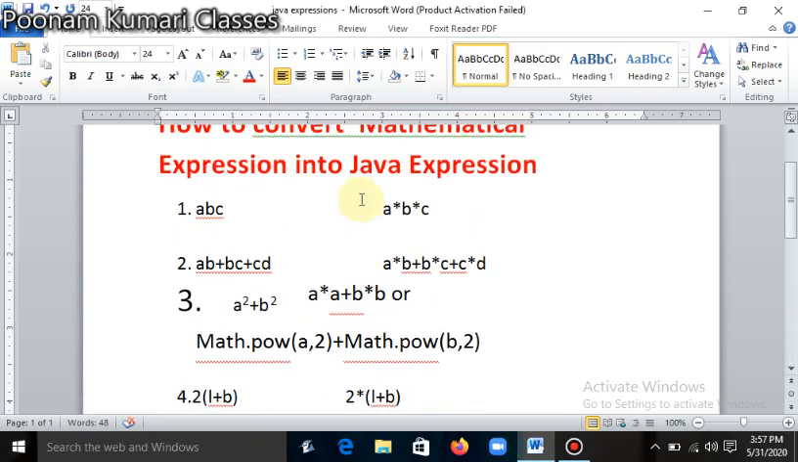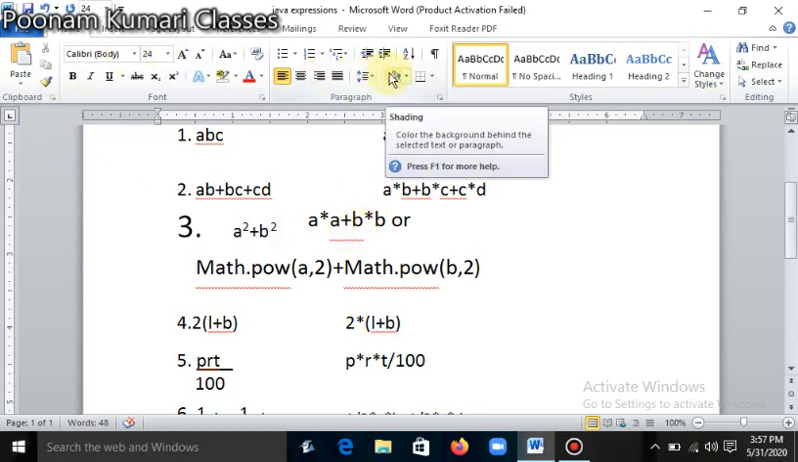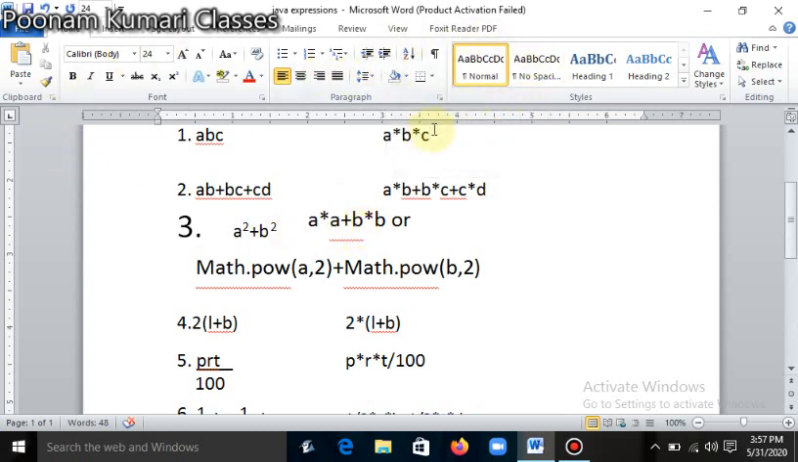I hope you understood. If you understood, solve the page number 90 exercise, question number 3, third part. Write the Java expression for the following, write it in your copy, and send me the pics in your homework on the school Mount Carmel School Bhunga app. Thank you students.